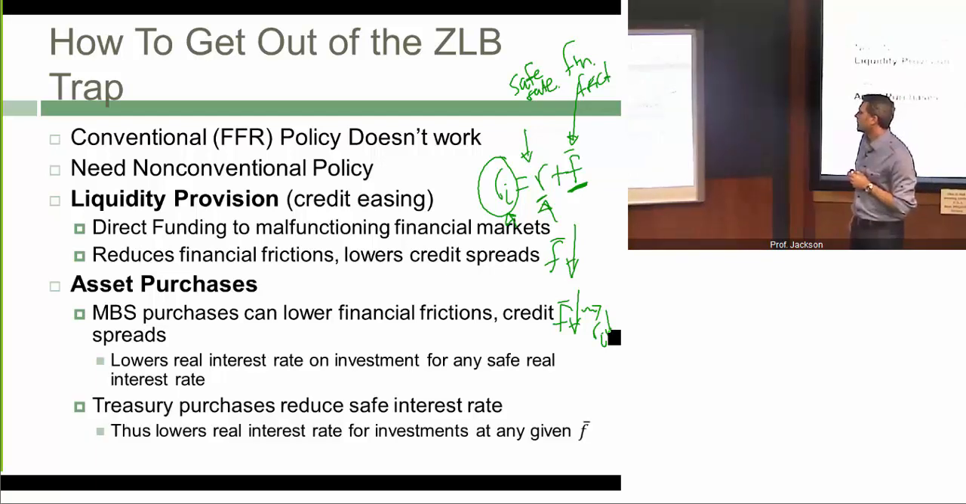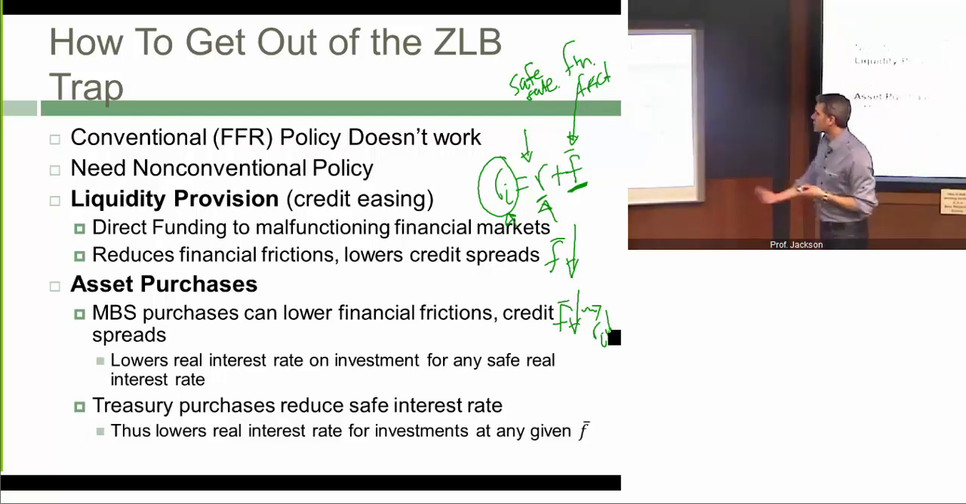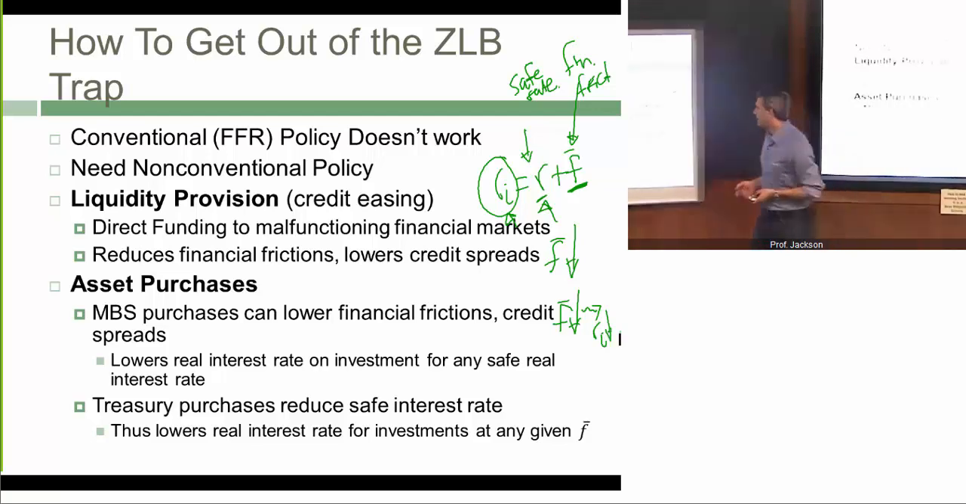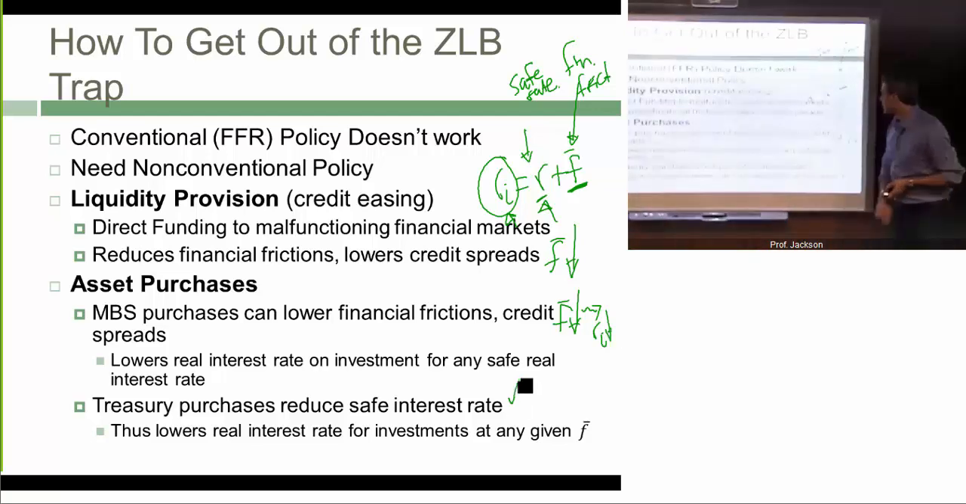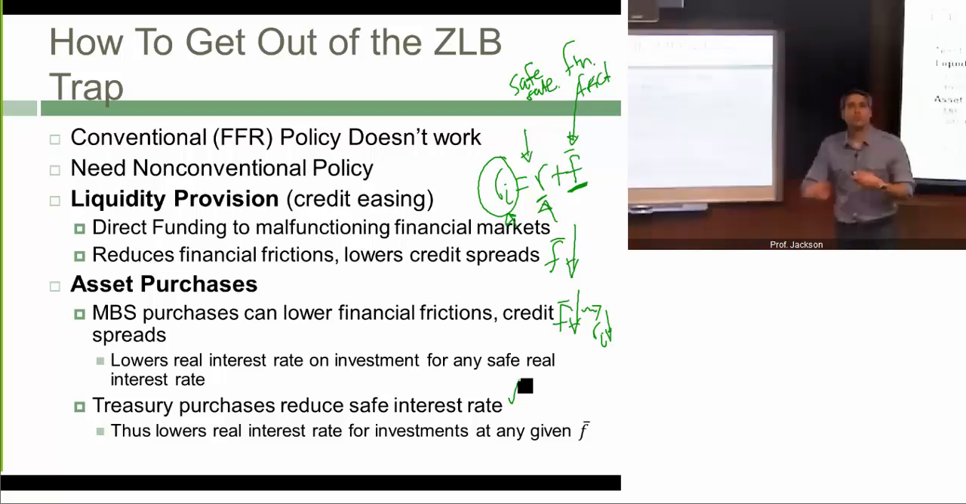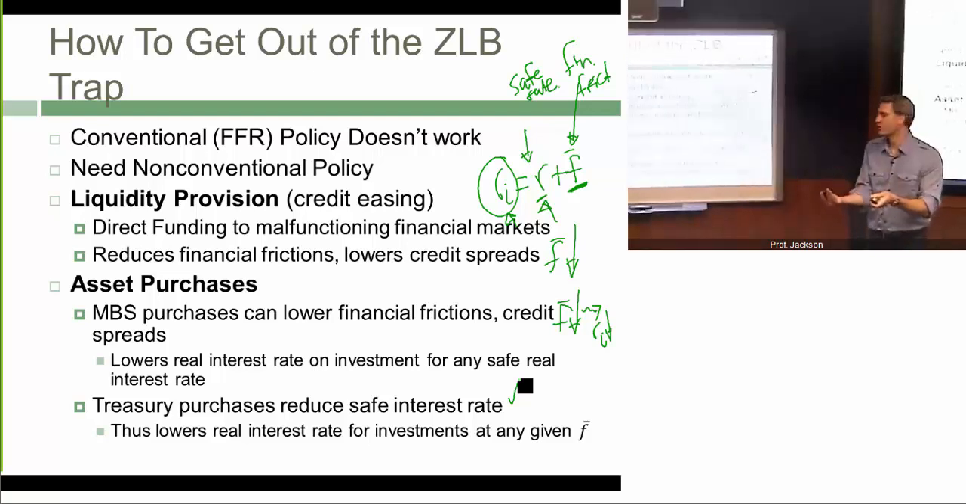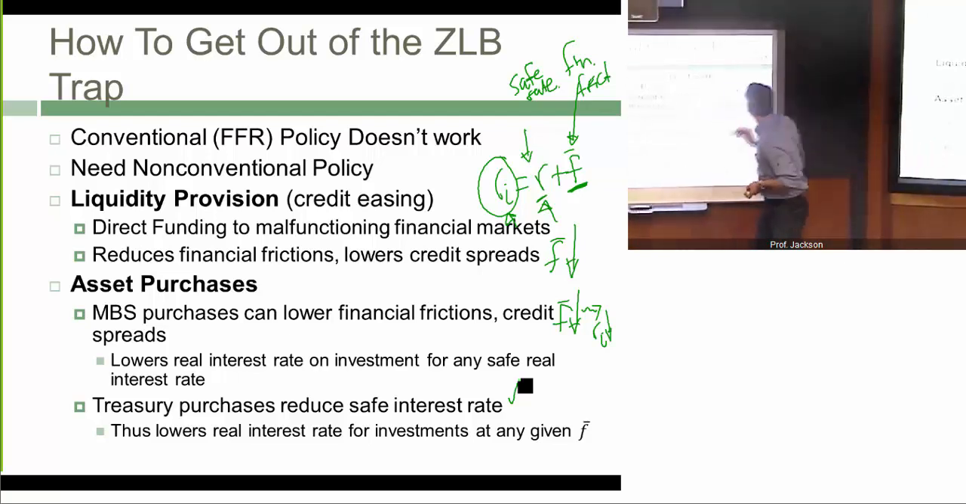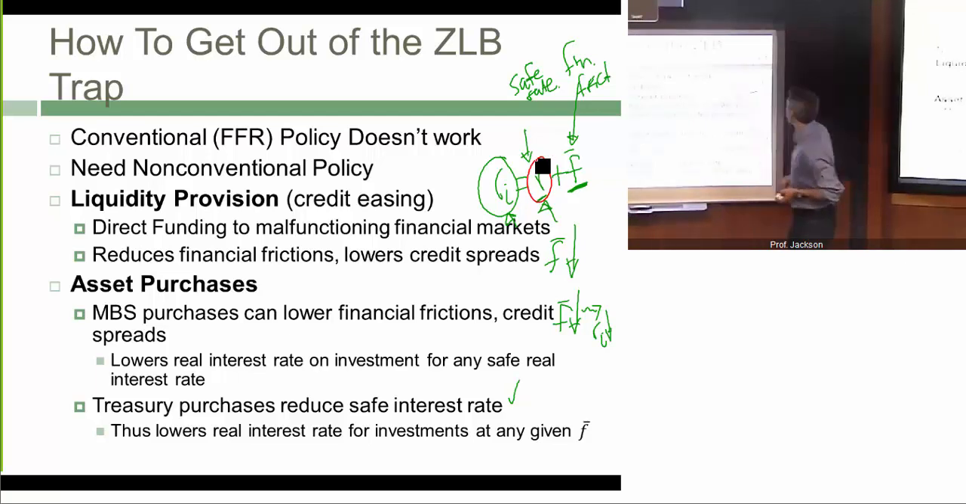And the second point is that we can buy treasury securities, so U.S. government debt. And that has the impact of reducing the interest rate on safe investments, which is considered the benchmark interest rate. So we can think of this as simply the policy interest rate that the Fed can control. That's, again, this thing, that thing right there.